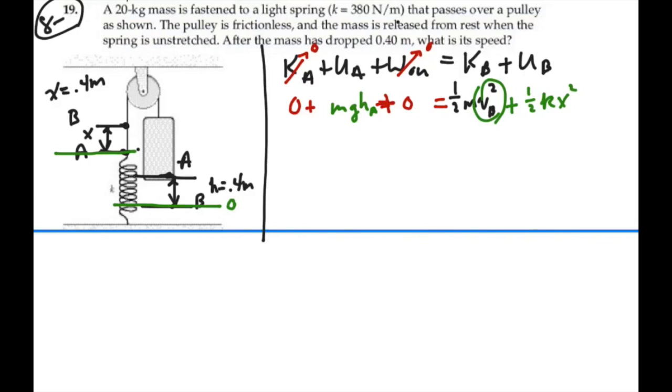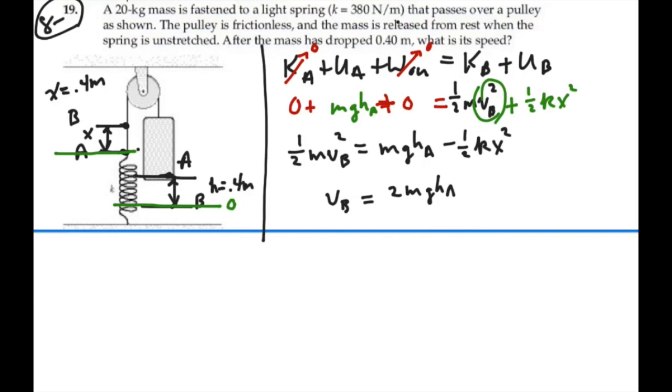So solving this equation, we have that 1/2 mass times velocity at B squared is equal to mg height at A minus 1/2 kx squared. Multiplying both sides by 2, dividing by the mass, and taking the square root, I have that the velocity at B is equal to the square root of (2 mg height at A minus kx squared) divided by the mass. Just the algebra got me to that point.